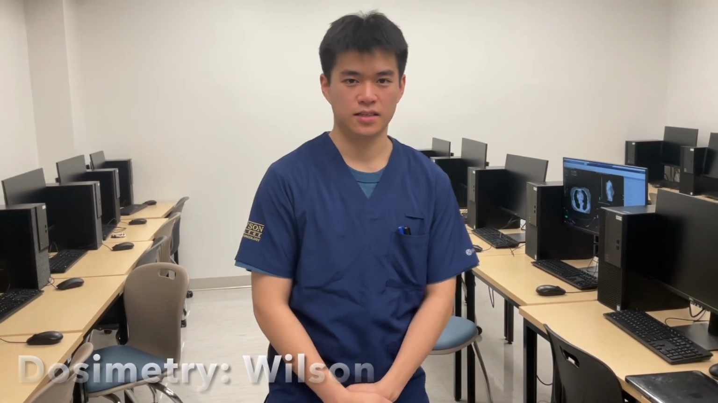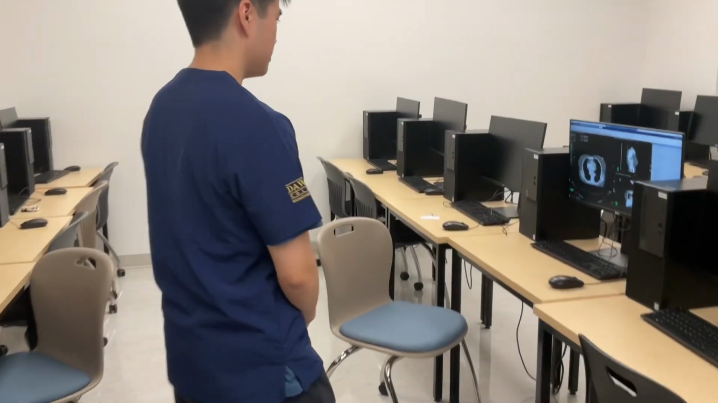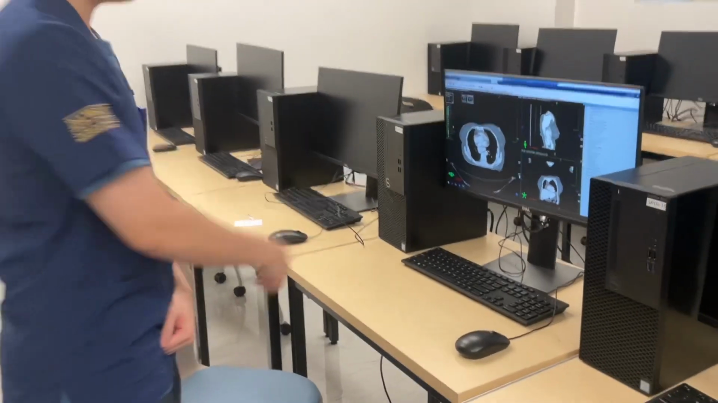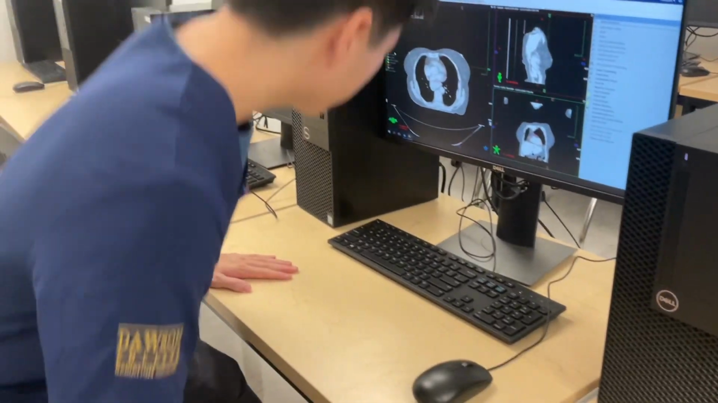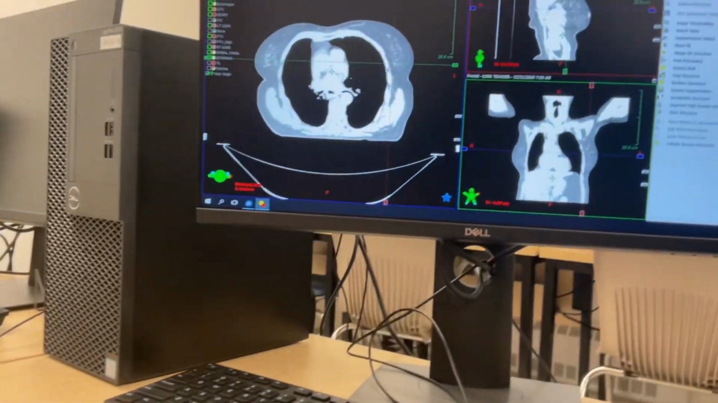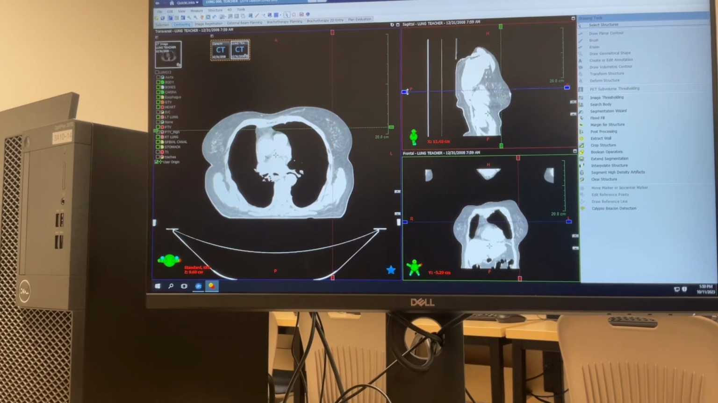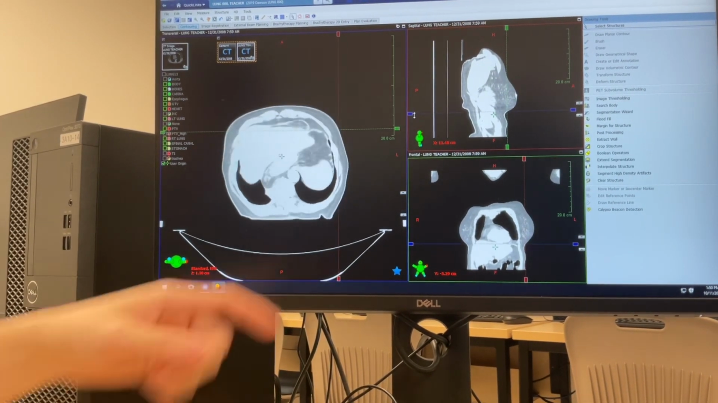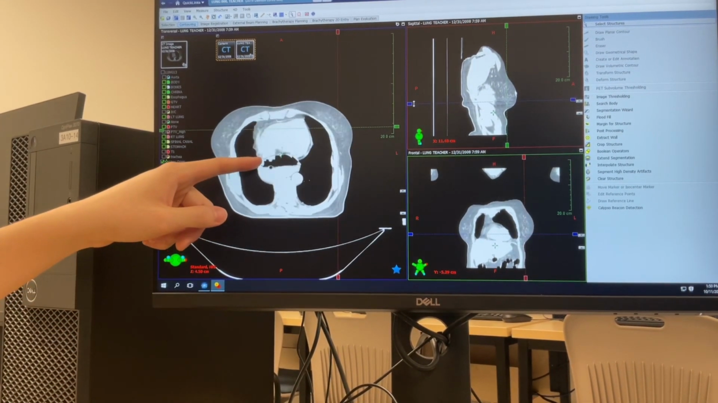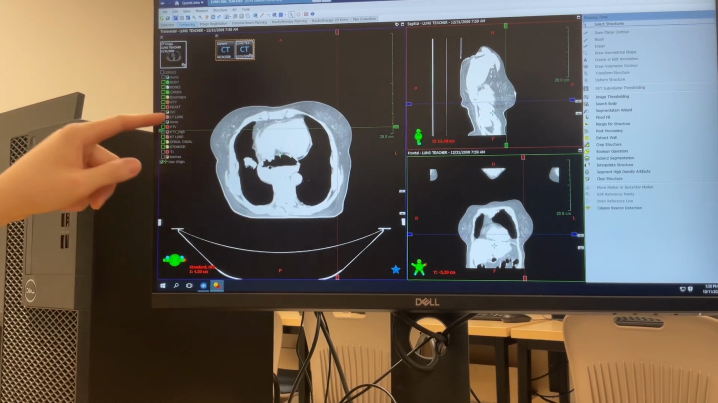A lot of things go on behind the scenes in cancer treatment. Dosimetry is one of them. This is where we're going to contour the patient with the CT we acquired. In this application, we are able to see the inside of a patient layer by layer. Our job here is to outline and identify every major organ surrounding the cancer.